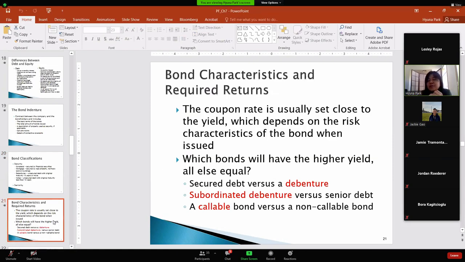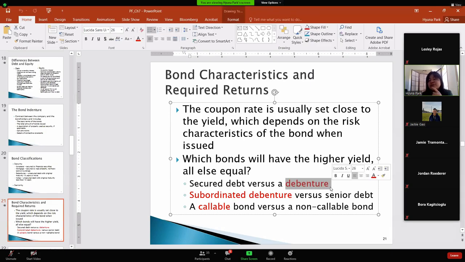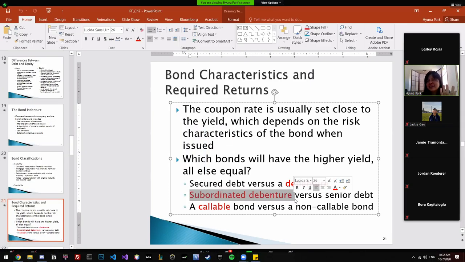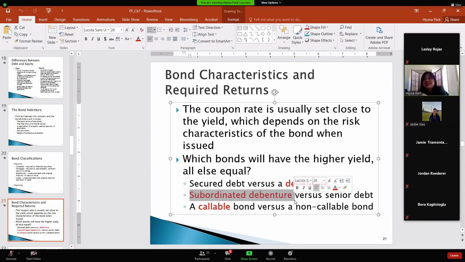So you should also think about the relationship between bond characteristics and required return on bonds. What kind of bonds have a higher yield, meaning what kind of features make investors require higher return? Definitely debentures are unsecured, so investors would require a higher return, so yield will be higher, all else equal. And if the debenture is subordinated, that means lower in seniority in payment. So subordinated debentures are worst. Investors would require higher yield, which means price will be a lot lower than other bonds.